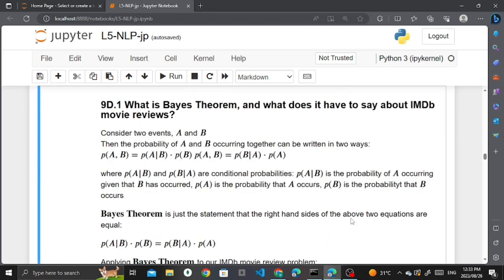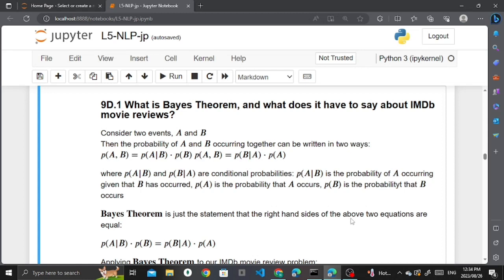So the next thing is Bayes theorem, which is really important. What is Bayes theorem and what does it have to say about IMDb movie reviews? What is the connection between them? I will explain this in short. Bayes theorem relates the probability of two events occurring together with their conditional probabilities. In the context of IMDb movie reviews, it helps us predict the likelihood of a review being positive or negative based on the words it contains, by comparing the probability of the words given the sentiment and the overall sentiment probability.